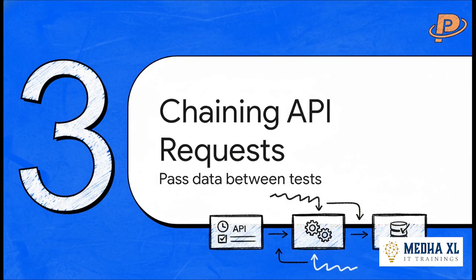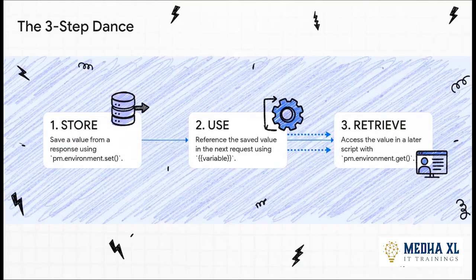So we've gotten pretty good at testing individual requests. But let's be honest, real-world apps aren't just single, isolated calls. They're complex workflows. So now it's time for the power move, chaining our requests together, where the output from one API call becomes the input for the next one. It's really just a simple three-step dance.